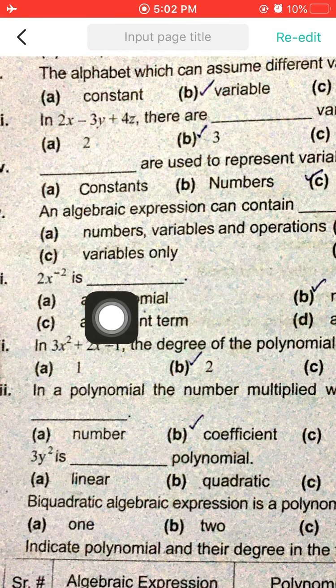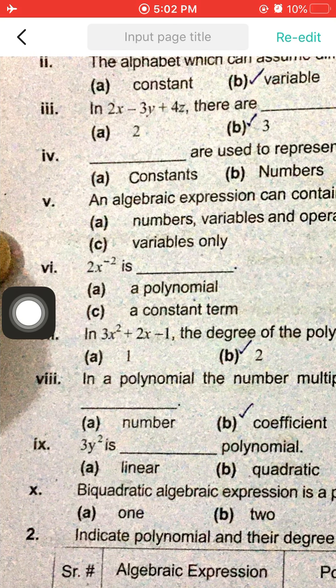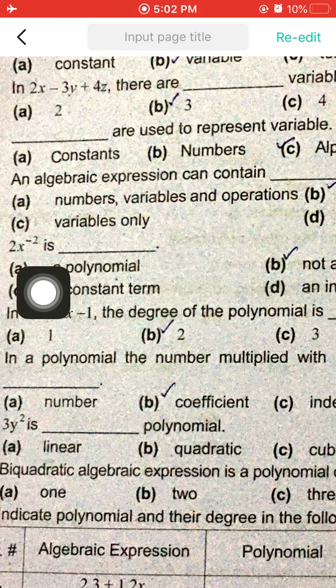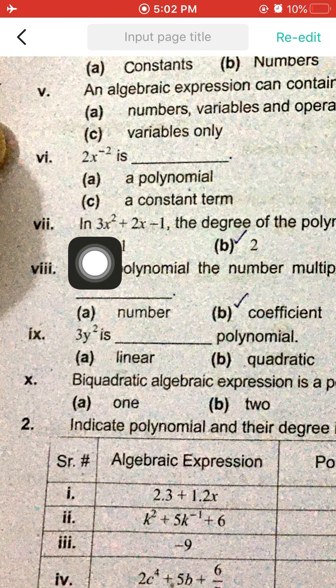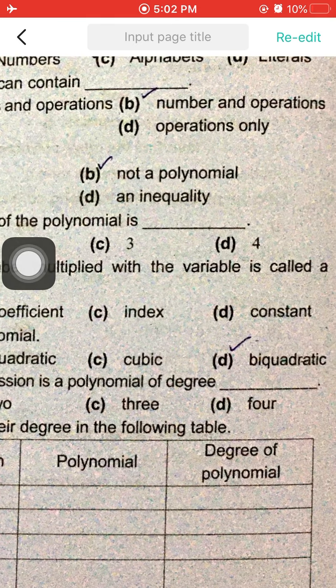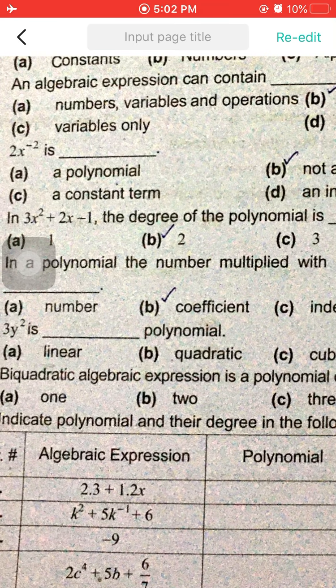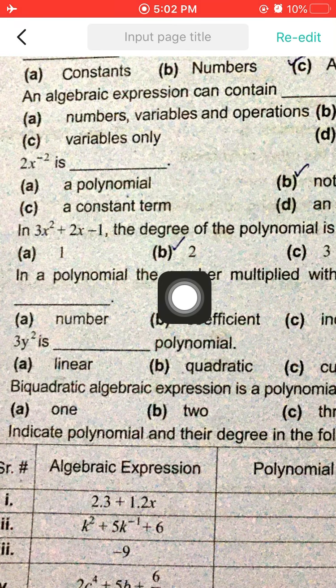2x raised to the power minus 2 is not a polynomial, because the power is negative. If the power is positive, then that is a polynomial. But here the variable has a negative power, so that is not a polynomial. In the seventh part, in 3x square plus 2x minus 1, the degree of the polynomial is, because the maximum power in this equation is 2, so the degree of the polynomial is 2. So you will take 2.